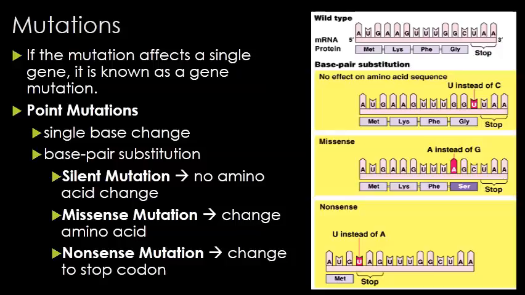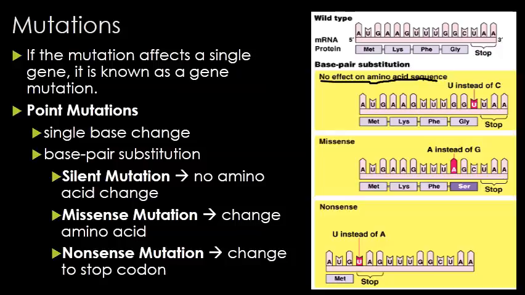So in a substitution mutation, one nucleotide replaces another. The new codon may or may not signal the insertion of the wrong amino acid. Sometimes the wrong amino acid does not affect the protein. We call that a silent mutation, mainly because of wobble. So if it's just the last letter that changes, it may not cause any big effect. So a silent mutation has no effect on amino acid sequence.